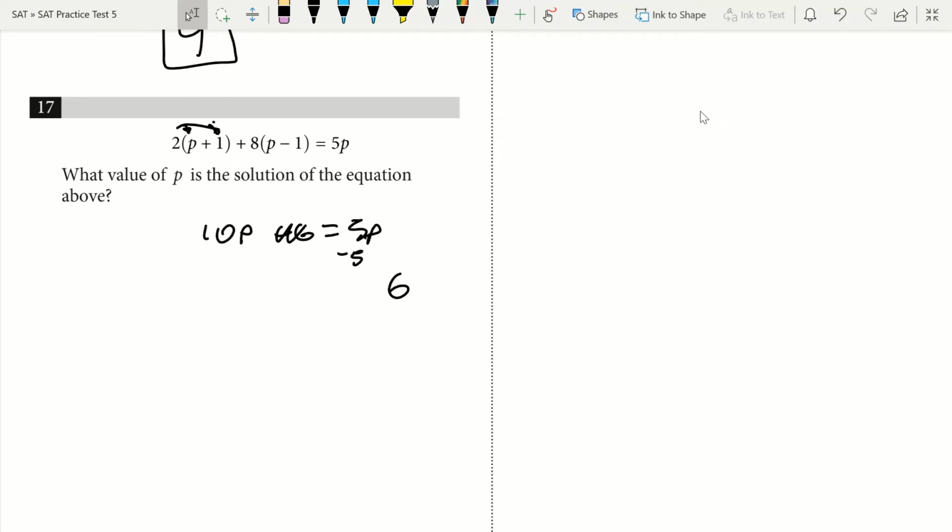I'm going to add 6 to each side, right? So now I get 6 here. I subtract 5p from each side, and now I get 5p equals 6. I divide each side by 5. I get p is equal to 6 over 5.